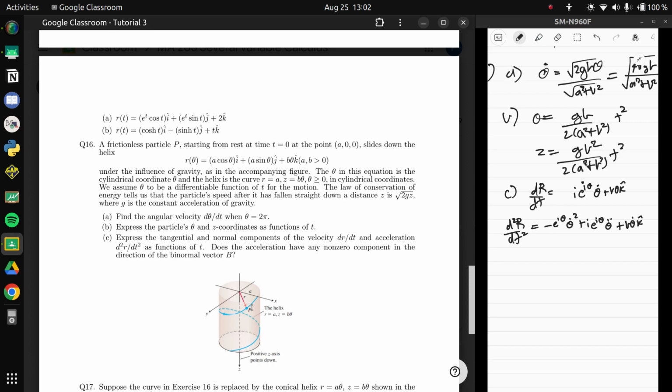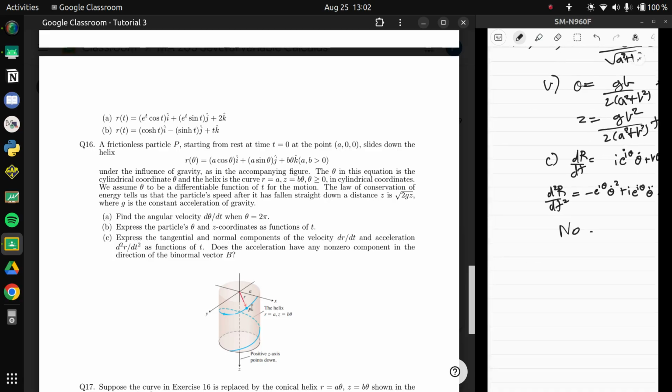It does not. So c is just 0. So no, basically, without even doing any calculations.